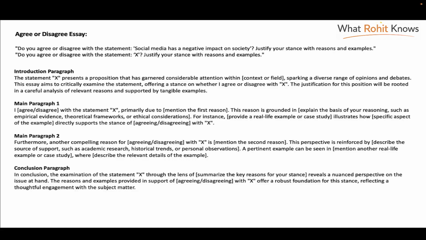The template that we have provided for this, you will have to first decide whether you are going to go with I agree or you're going to write the essay from a disagreement point of view. And then you can just change a few things here and there. First of all, as I said, find out what X is. With a statement like this, social media has a negative impact on society, you can just put that statement here within the context or field. So you can say within the field of research, okay?